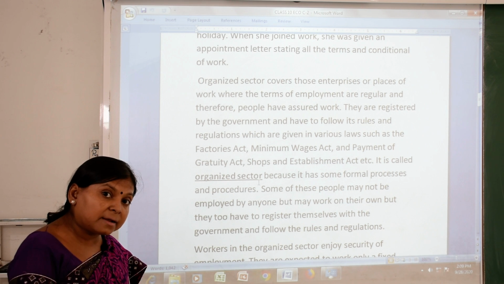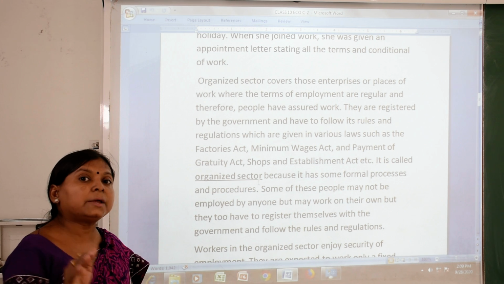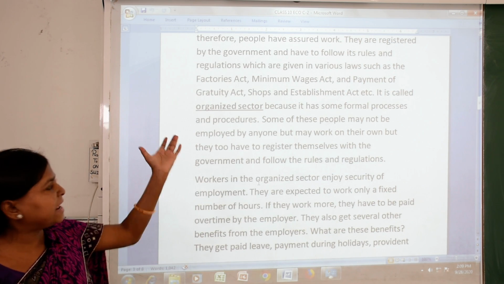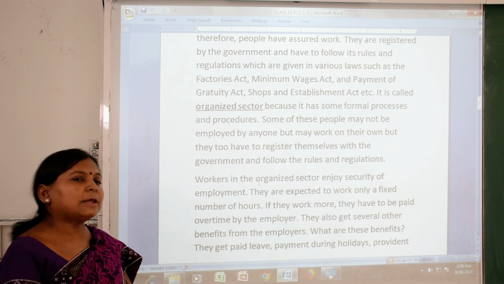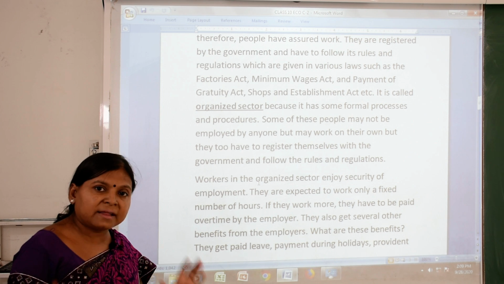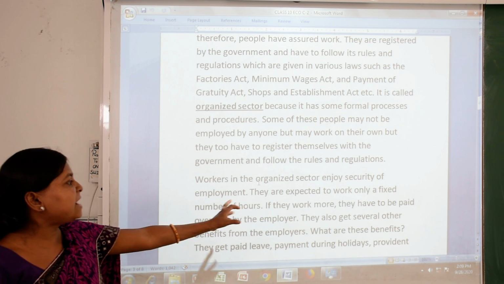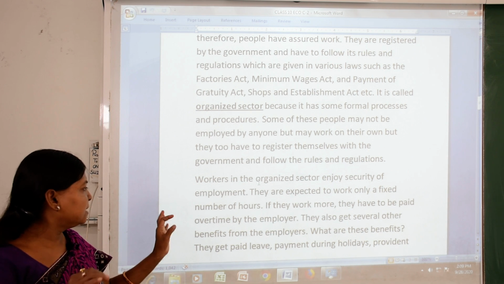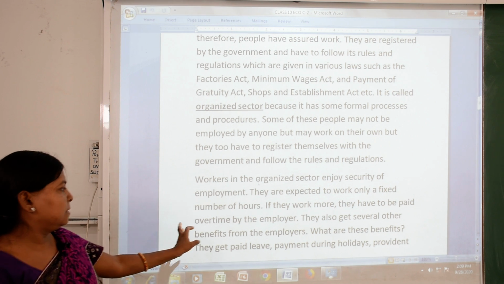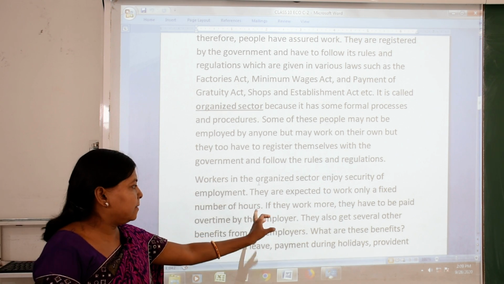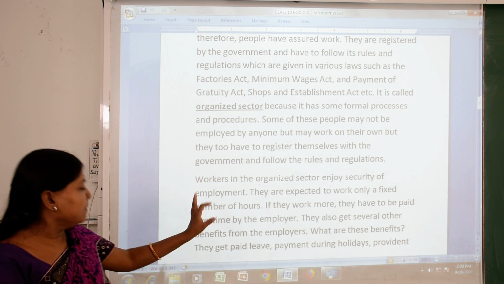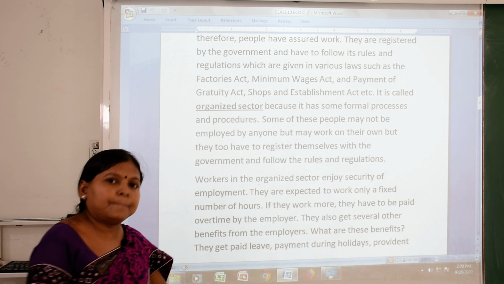If they are registered by the government, they have to follow all the rules and regulations. Now, what are the benefits? I already explained. Workers in the organized sector enjoy security of employment. They are expected to work a fixed number of hours, like we saw in the example of Kanta. If they work more, suppose they did extra work that day, they have to be paid overtime by the employer.